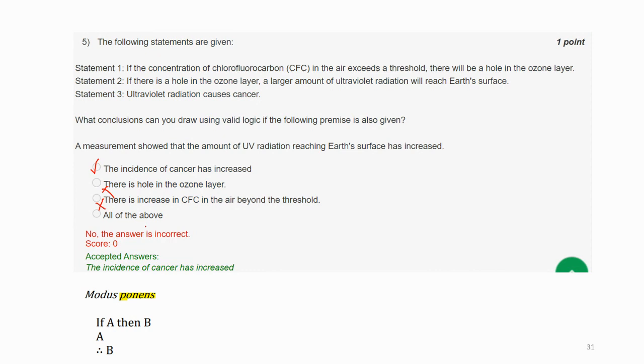So in this way, we can negate one by one using this modus tollens and modus ponens, and we can come to a conclusion. So these are the four tricky questions used for applying these two methods.